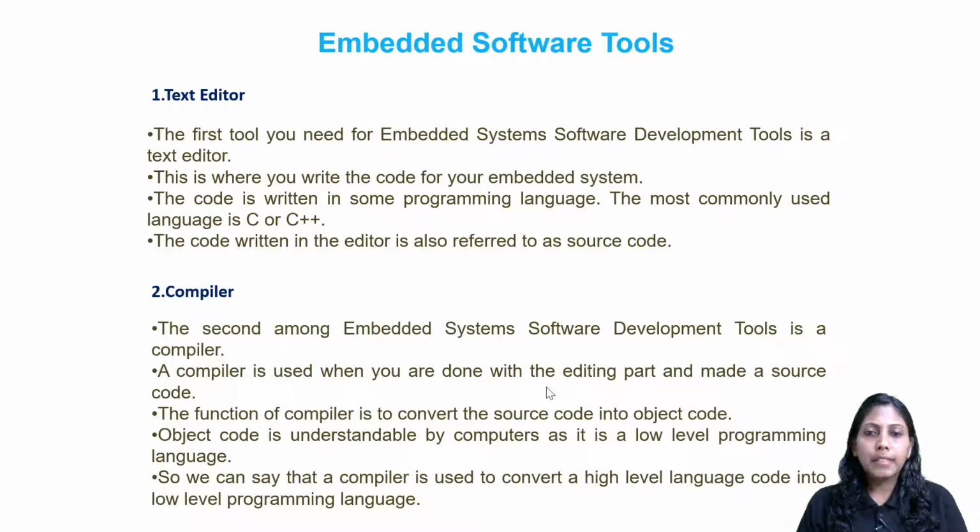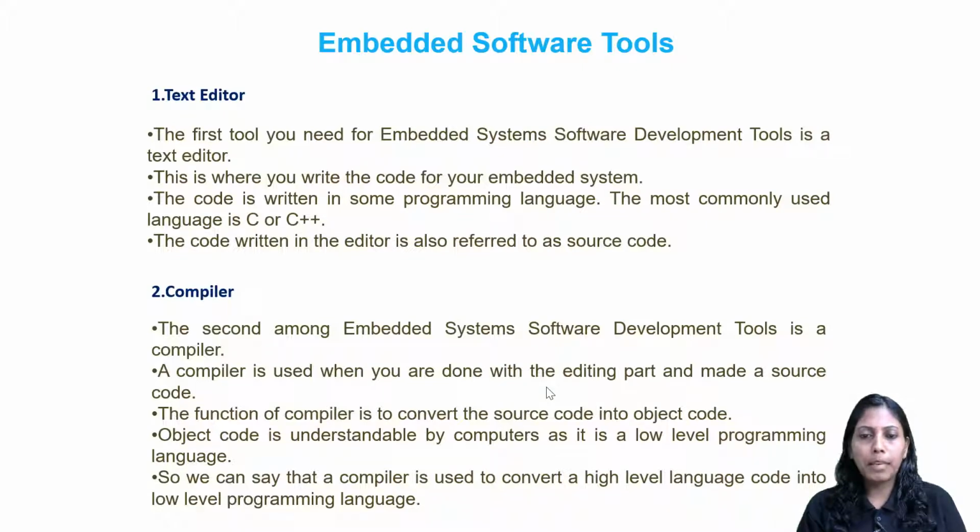So let's quickly discuss the first tool, the text editor. What is a text editor? Basically, the text editor is the platform where we will be typing our code, our program. The text editor will be the first tool you need for embedded software development, and this is where you will write the code for your embedded system.